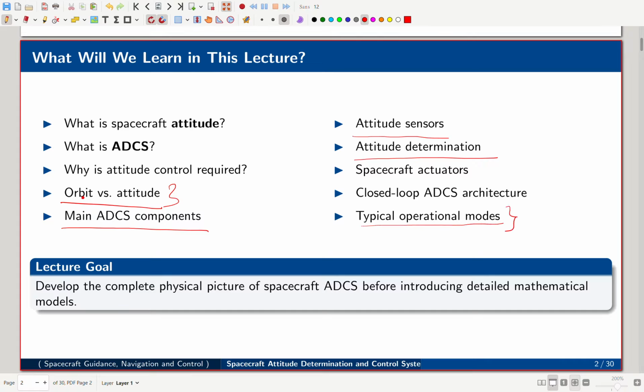We will briefly touch on all these points and aspects, and of course in our coming lectures we will go deeper. The goal is to develop the complete physical picture of spacecraft ADCS before introducing deep mathematical models, right?